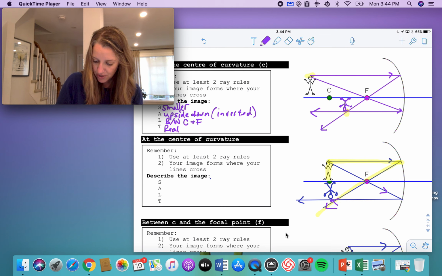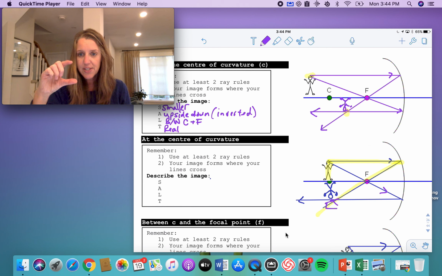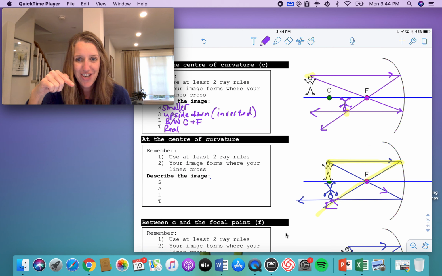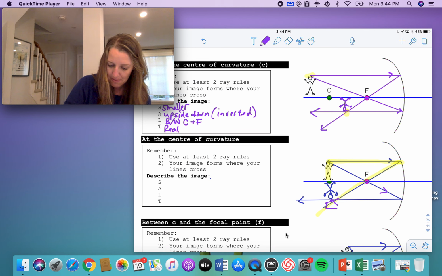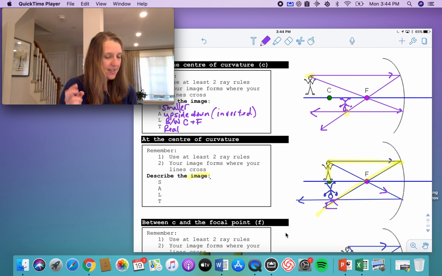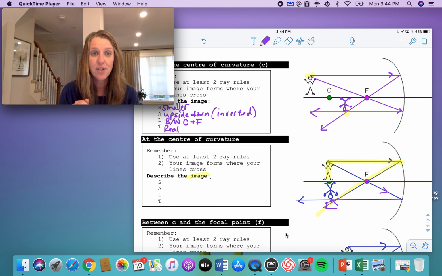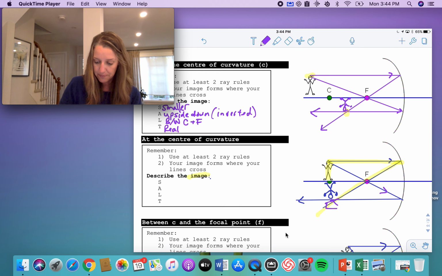And then guess what? Where these two crisscross produces the top of my image, and you can see my little guy is exactly the same size, just inverted. Let's describe the image, right? My image is inverted, same size, at the center of curvature. And again, this is a real image, okay? For the sake of time, I'm not going to write all this in, but you can certainly check my solution set if you need to be able to correct yours.